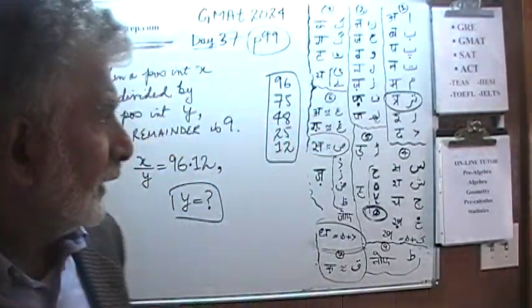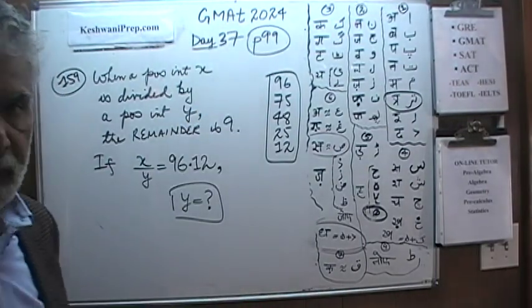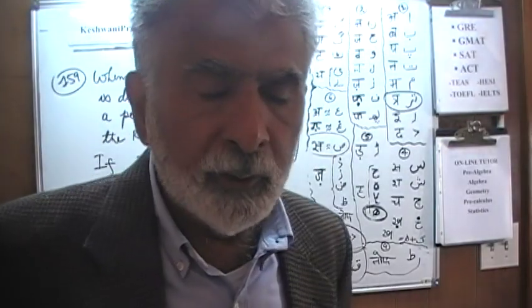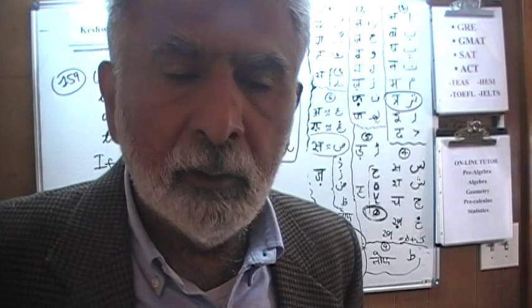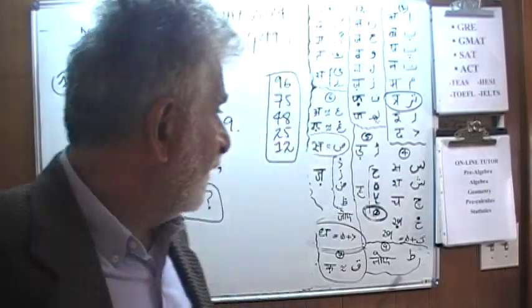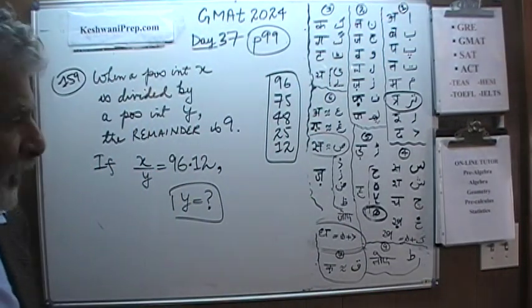Today is our lesson number 37 and we are on page number 99. Today we are going to solve three problems. First of those three problems, you can see, is already on the blackboard. Let's take a look at it.